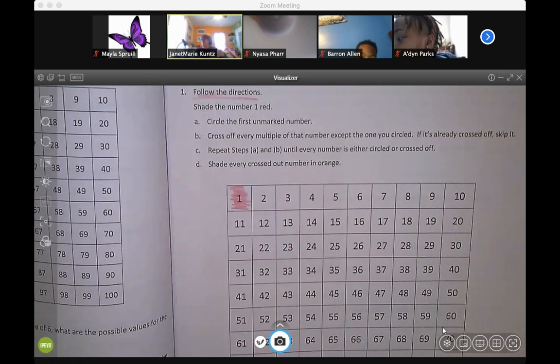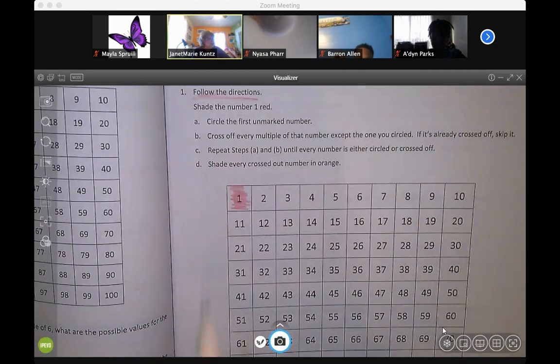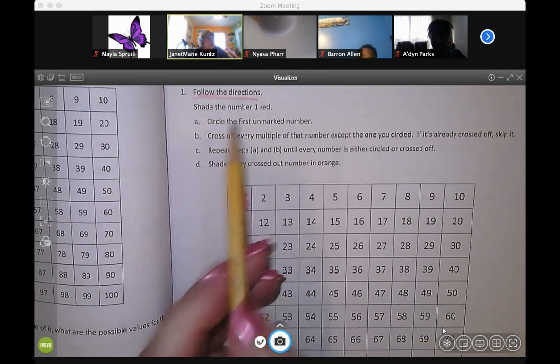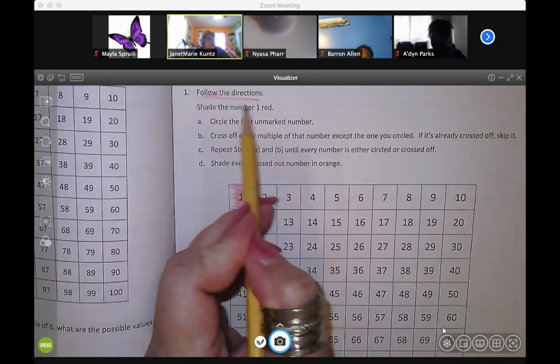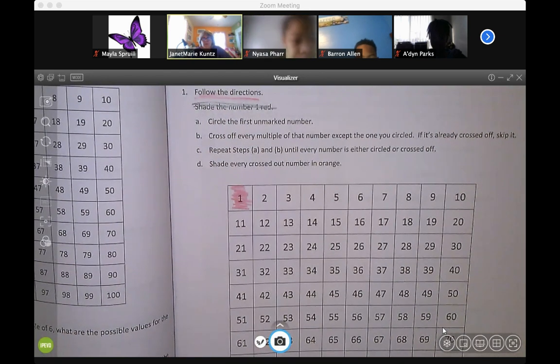I want you to do the rest of this in your book, because like Sanaya said, she had problems with it on the Nearpod. So the first thing they said is to shade the number 1 red. Once you do that, cross it off so that you know that you've done it. So Caden, what's the second instruction they tell us to do?